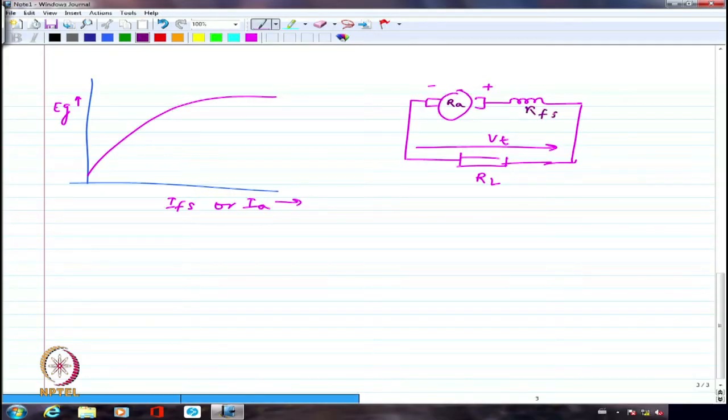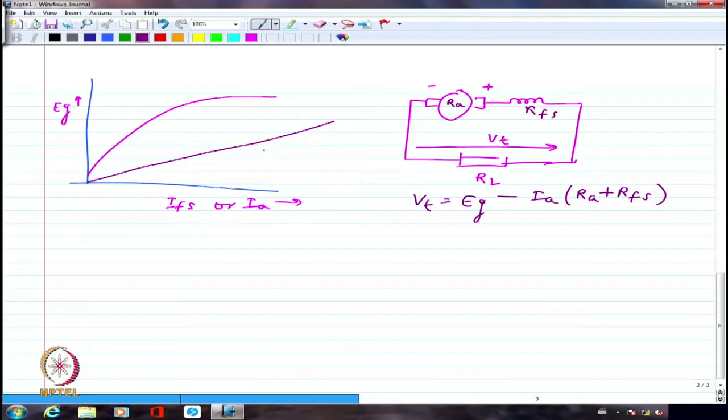and RFS here. So if I look at what is the drop and what is terminal voltage, the terminal voltage is going to be EG minus IA multiplied by RA plus RFS. Right? That is how it is going to be. So I should probably have that line drawn like this. I am just arbitrarily drawing a line which is actually IA multiplied by RA plus RFS. So the slope of this line clearly will be RA plus RFS. What is the series field resistance plus armature resistance together.